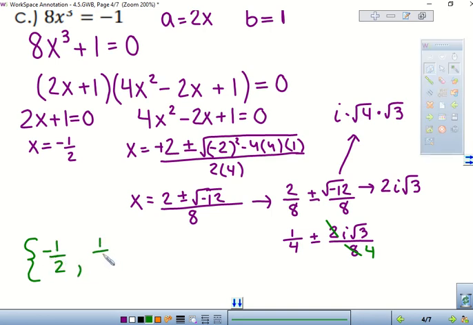Comma, 1/4 plus or minus i radical 3 over 4. And this would also be correct if you put it all over 4, that would be fine too.